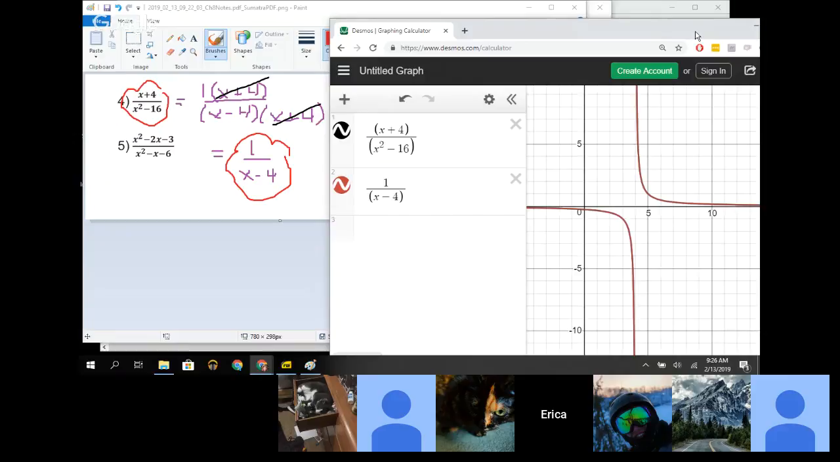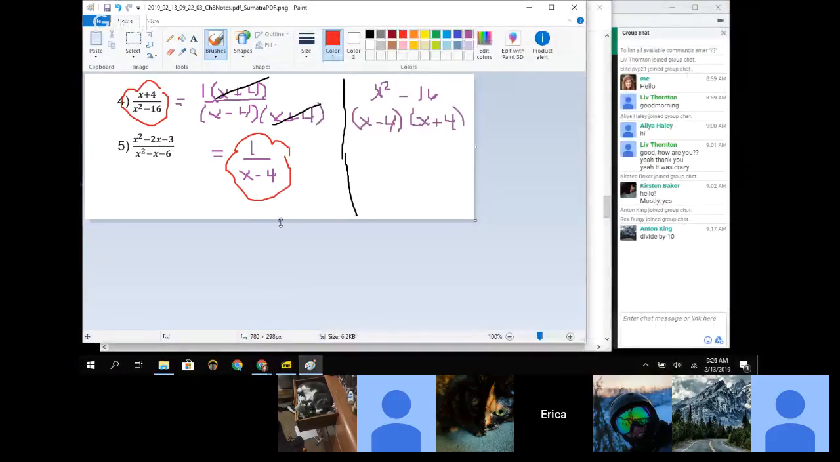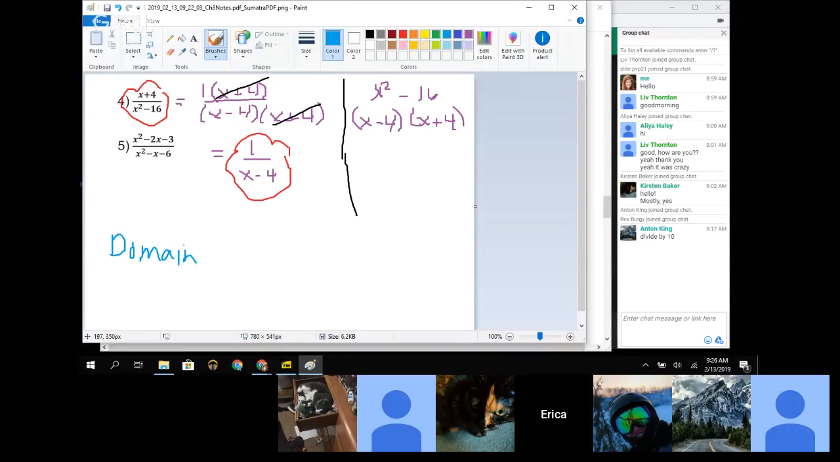Okay. Now let's talk about number 4, and let's talk about the domain and the range, right? So the domain depends on the denominator, right? Here is my denominator of my original. Here's my denominator of my new one. So the new domain is going to control your asymptotes. So when x minus 4 equals 0, that's going to be an asymptote, right? And so that means when x equals 4, we're going to have a vertical asymptote at x equals 4.